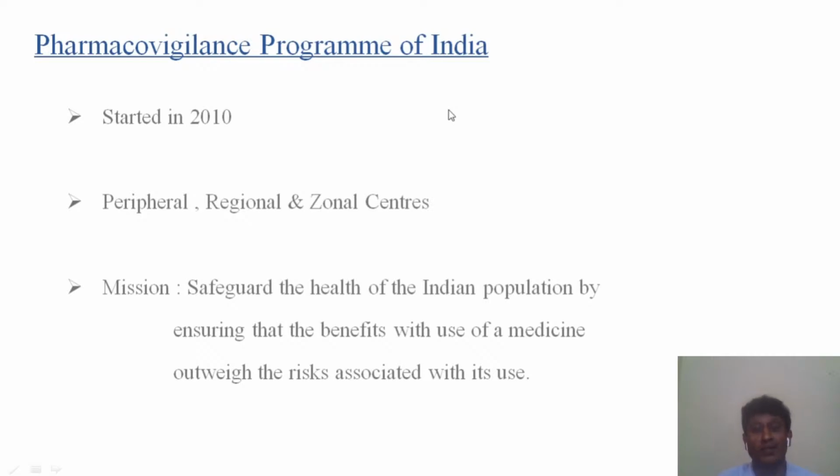Around 300 plus area monitoring centers are there. They collect the reports and send them to the national center, and from there to the WHO. We also have many peripheral, regional, and zonal centers. The mission is to safeguard the health of the Indian population by ensuring that the benefit of the use of a particular medicine outweighs the risk associated with its use. Only if the benefit outweighs the risk do we go with the drug. If the risks outweigh the benefit, we do not go with the drug.